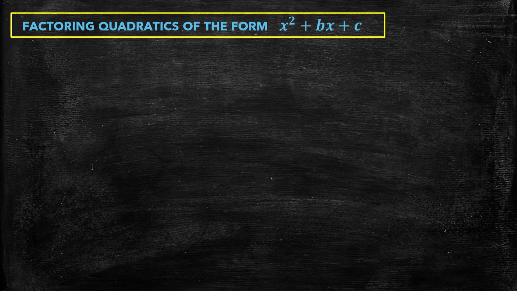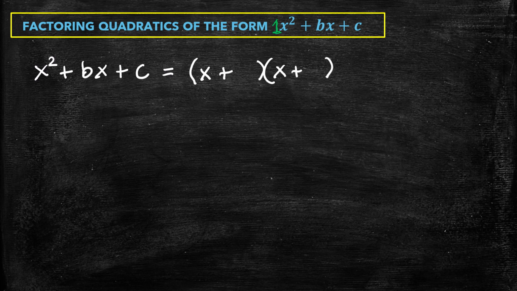So to generalize how to factor quadratics of the form x squared plus bx plus c, notice that this only works when the number in front of x squared is 1. The leading coefficient is 1. And we'll learn what to do later when it's not equal to 1, but to start. So what did we observe in the last slide?